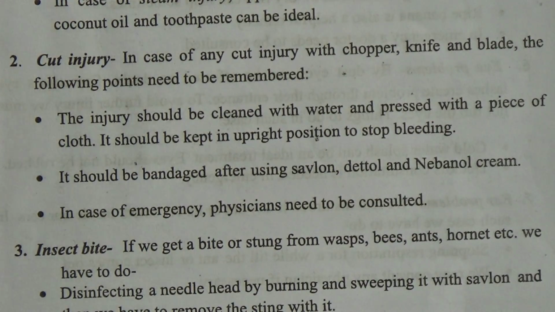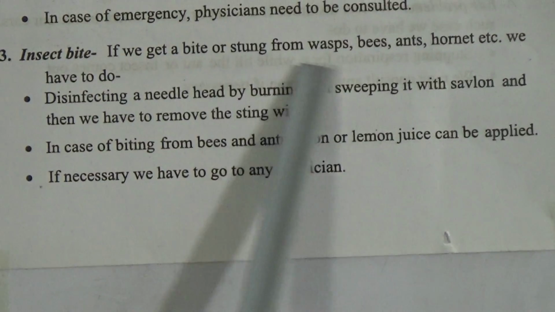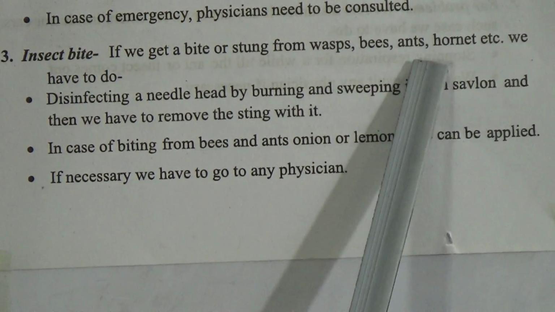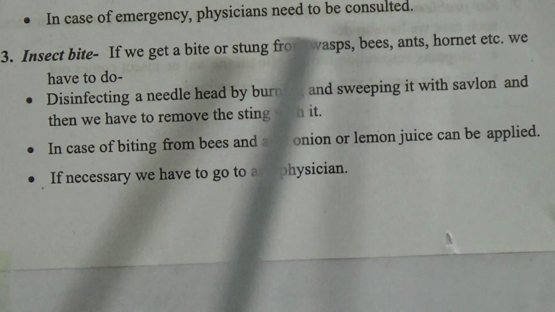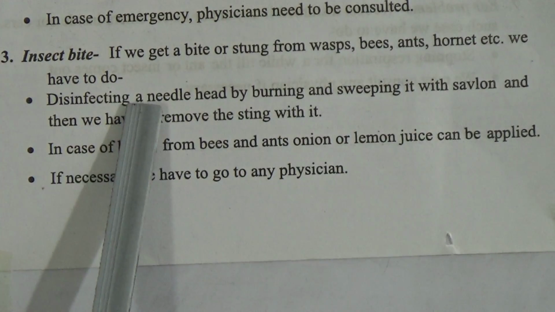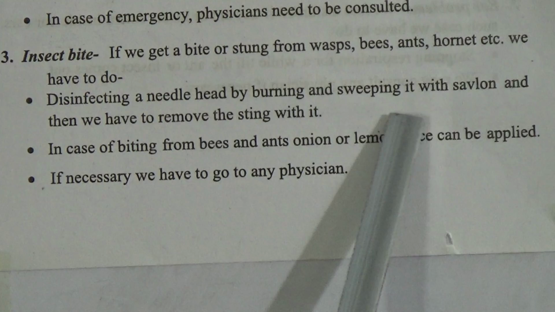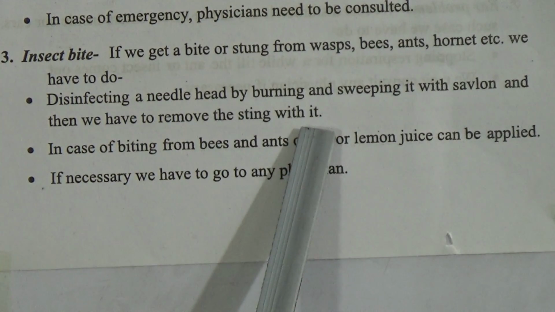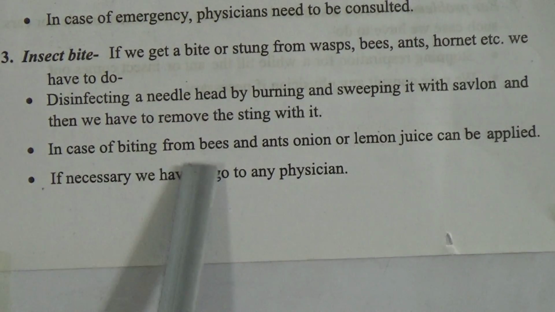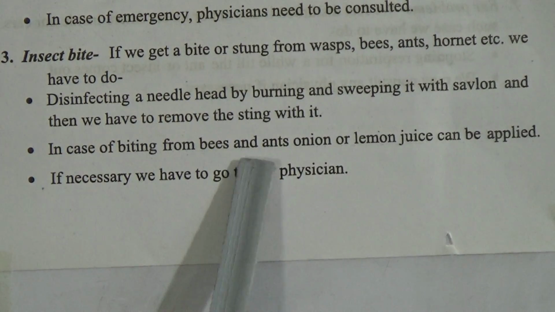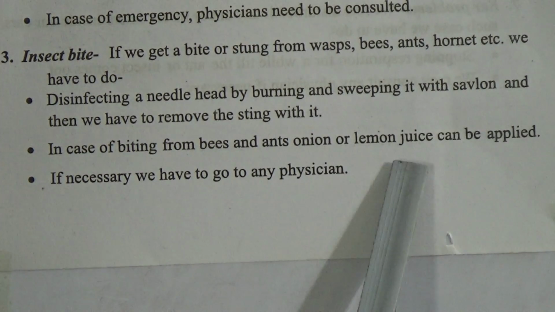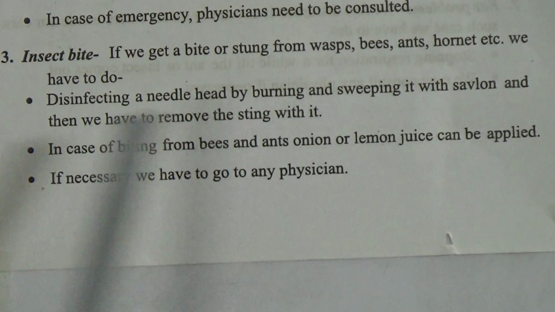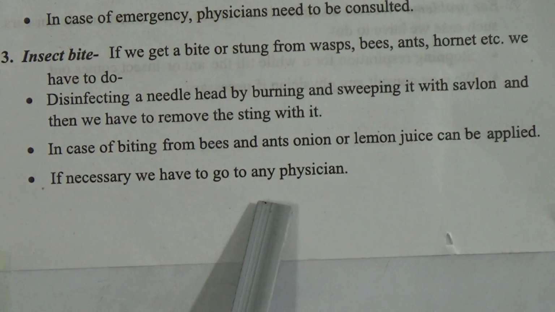Now we will learn about insect bites. If we get bitten or stung by wasps, bees, ants, hornets, etc., we have to sterilize a needle head by burning and sweeping it with saffron, and then we have to remove the sting with it. Next, in case of bites from bees and ants, onion or lemon juice can be applied. And at last, if necessary, we have to go to a physician or doctor.